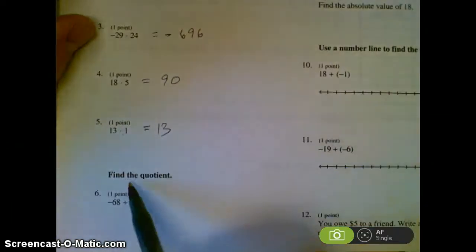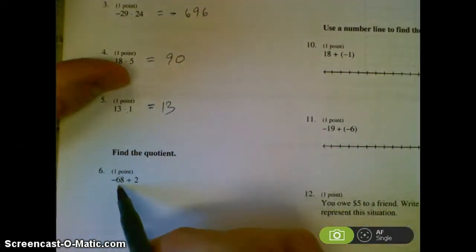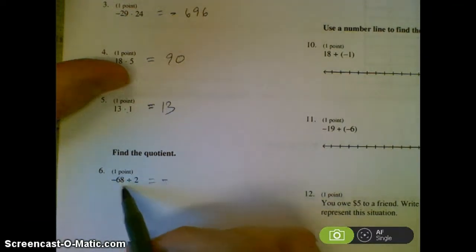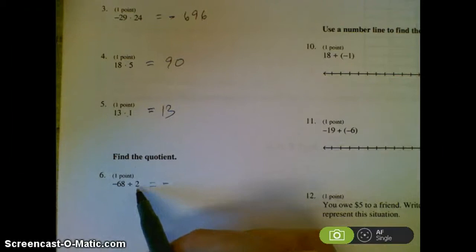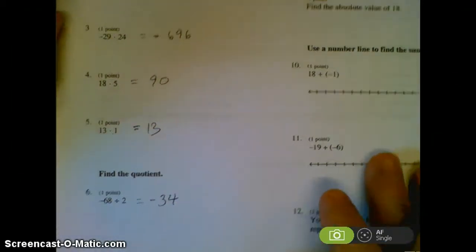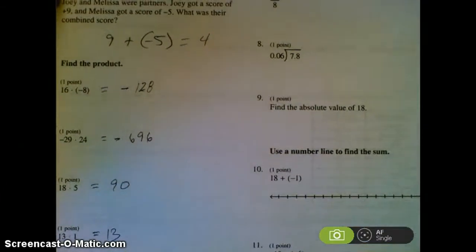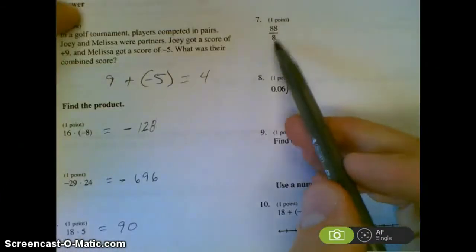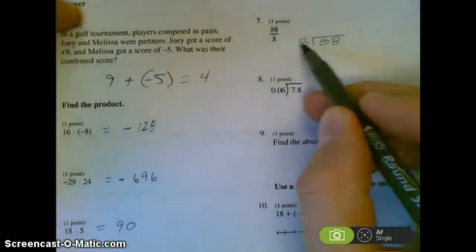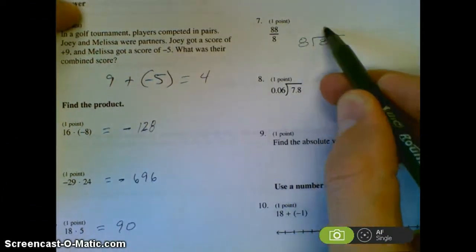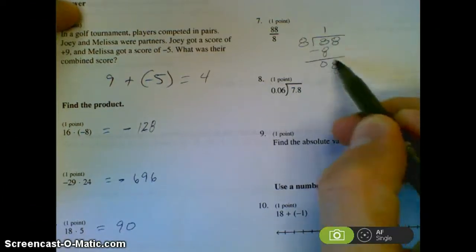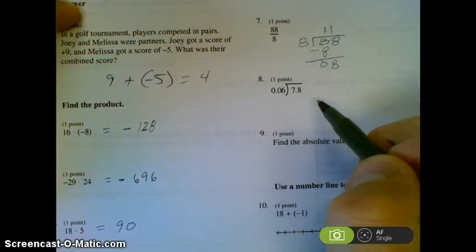Number 6, the rule holds for division. If I'm multiplying or dividing and I've got different signs, my answer is going to be negative. So a negative 68 divided by a positive 2 is a negative 34. Number 7, positive 88 divided by 8. You might be able to do that mentally, but if I want to do long division, 8 goes into 8 one time. 1 times 8 is 8. Bring down my 8. The answer is positive 11.